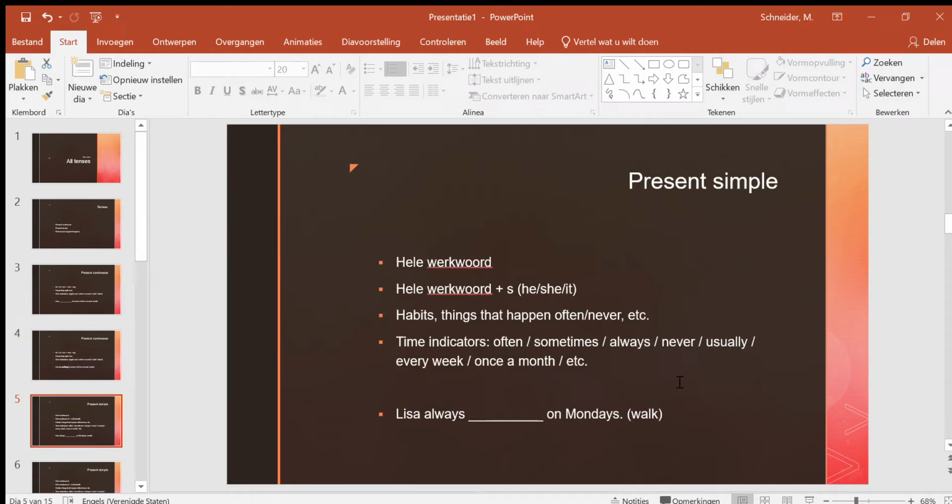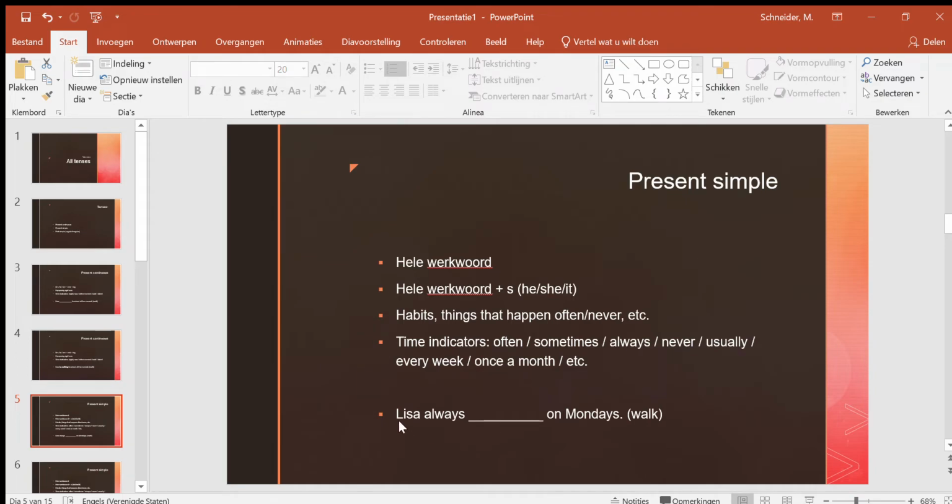Voor de present simple, you either use het hele werkwoord of het hele werkwoord plus s, en dat doe je bij he, she and it. We use the present simple when we talk about habits or things that happen often or never or always. So the time indicators for the present simple are words like often, sometimes, always, never, usually, every week or every year or every day, once a month, once a week, once a year, and all those kinds of words. So those are time indicators for the present simple.